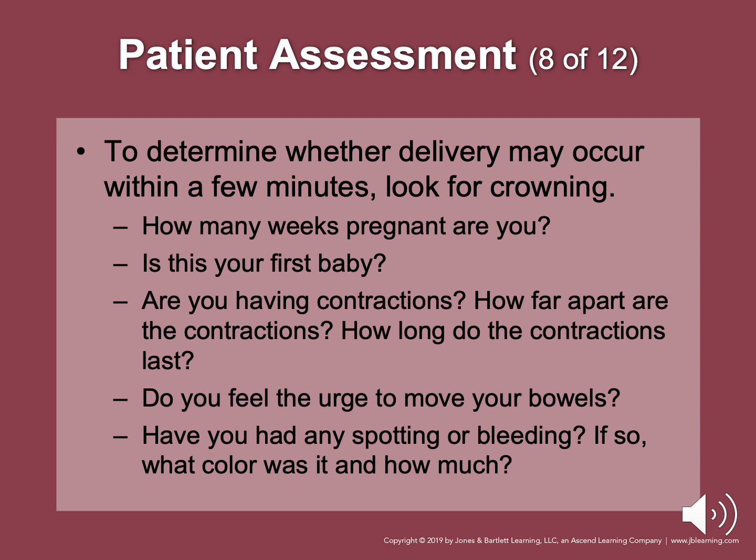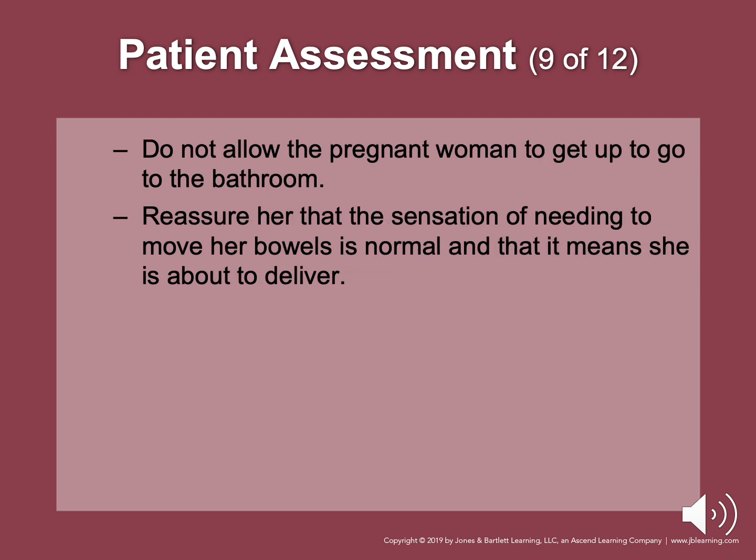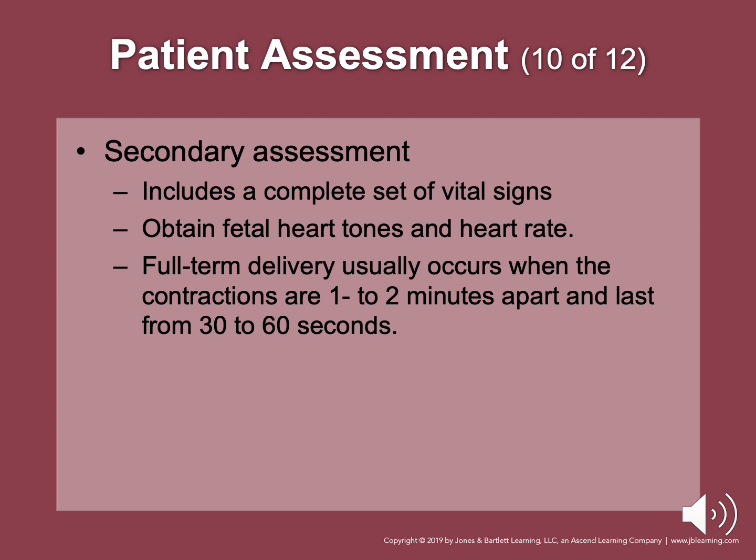All right, in your secondary assessment, get a set of vital signs. If you have the capability of getting fetal heart tones, or you can at least listen with your stethoscope, that's fine. Full-term delivery usually occurs when contractions are 1 to 2 minutes apart and last about 30 to 60 seconds. Braxton Hicks contractions are intermittent uterine contractions that may occur every 10 to 20 minutes. However, this patient does need to be transported to the ED and evaluated.